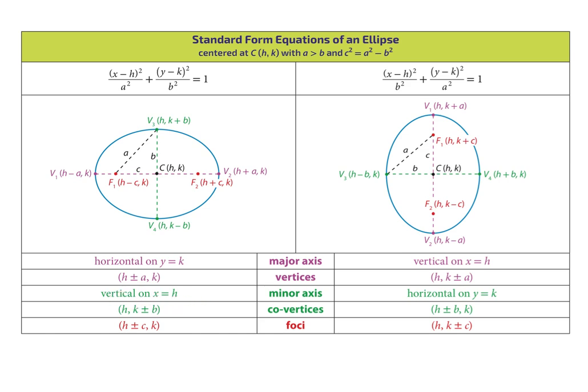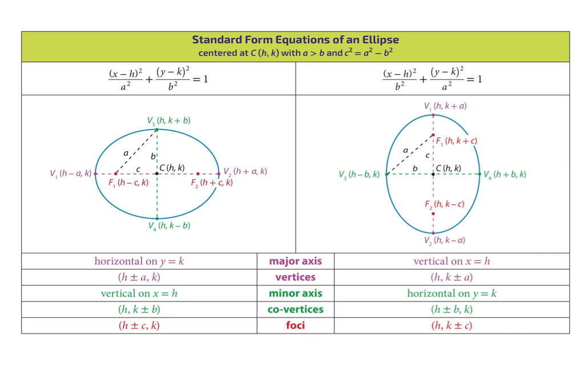Your vertical on this way is going to be your X, and your horizontal is going to be your Y equals K. Co-vertices, when it is the short side here, then your Y value changes with your B. When it is the short side here, then your H value changes with the B, okay? So that's all that's happening here.